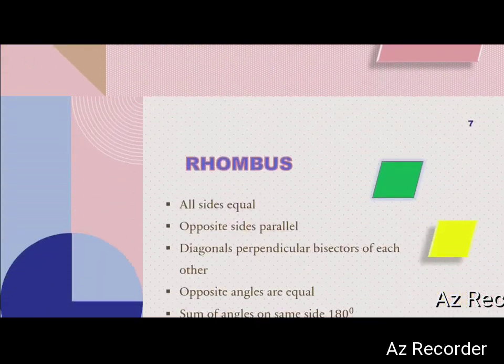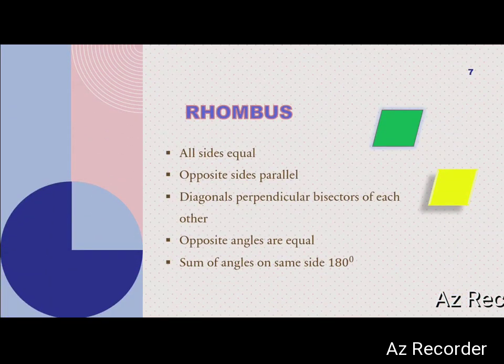Next is the rhombus. A rhombus has all sides equal and opposite sides parallel. The diagonals are perpendicular bisectors of each other and opposite angles are equal. The sum of angles on the same side is 180 degrees.